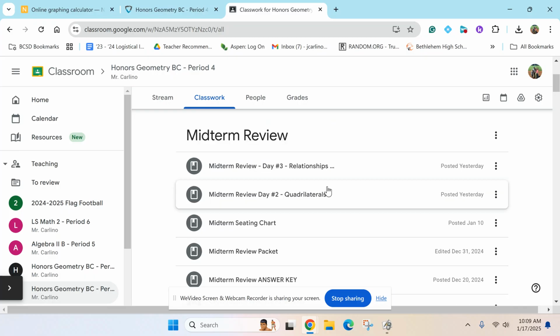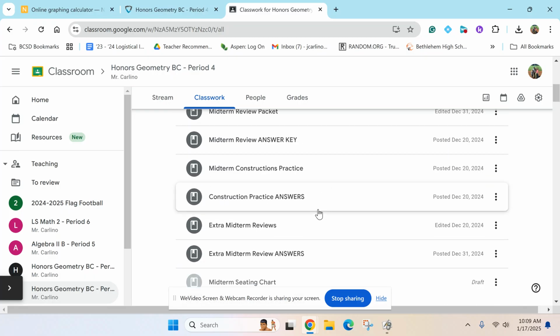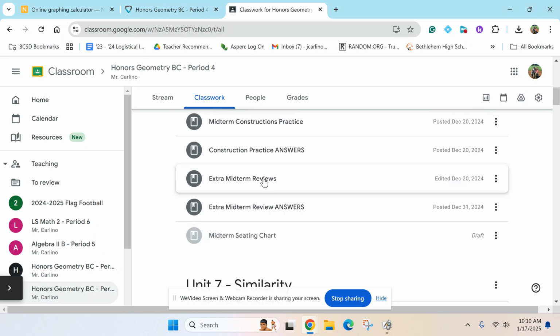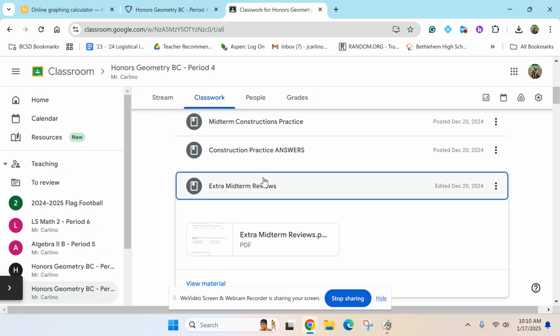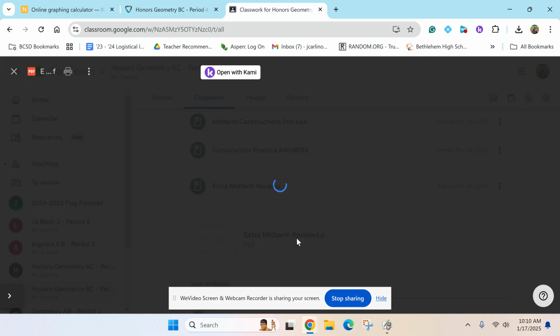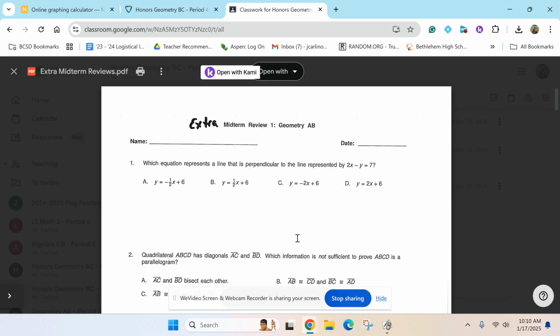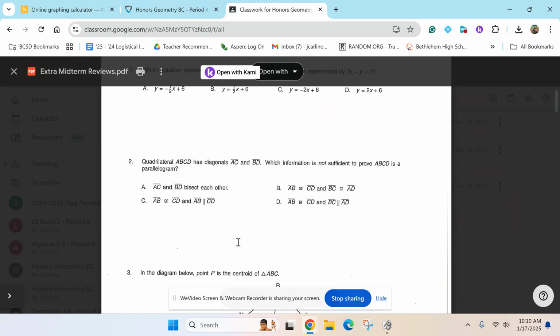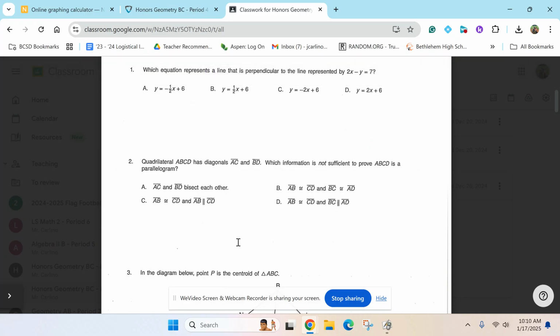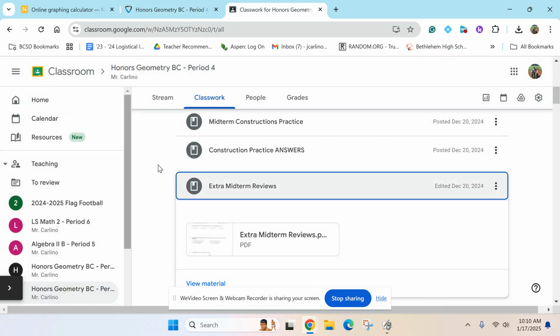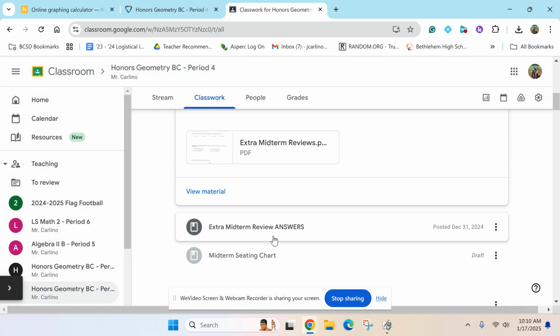Also up here, I don't know if anybody has seen this, but I posted an extra midterm review on Classroom right here, and the answer key is right below it. I gave this to my ABs too, just to let you know. Your midterm review packet goes by Unit 1, Unit 2, Unit 3, all the way to Unit 6. This one is just kind of like random questions. So if you want to get exposure to some random questions and not the same type of questions over and over again, you can pick up this extra review there. And the answer key is right below it.